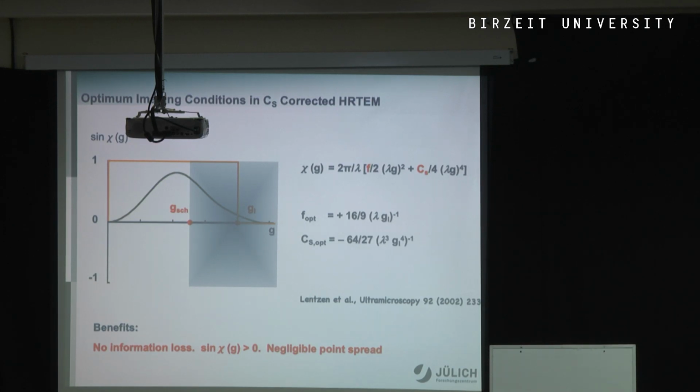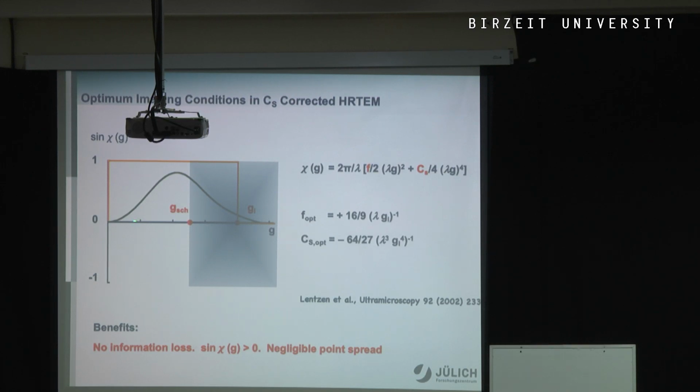Not only that, but now you can tune not only the defocus of the lens, but you can also tune the spherical aberration coefficient to any value you want. And for a number of reasons, it turns out that you don't actually want to set the spherical aberration coefficient to exactly 0, but you want to set it usually to a slightly negative value and then image with a slightly positive value of objective lens defocus.